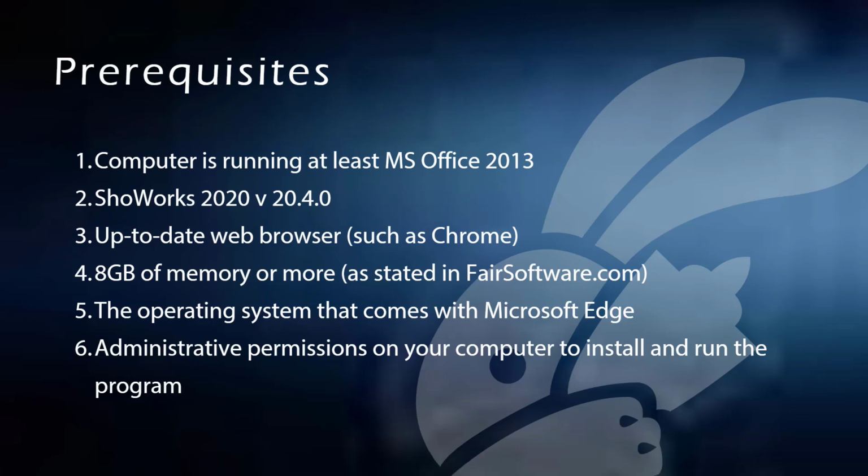Prerequisites for using ShoWorks Auction and ultimately ShoWorks Agent that I'll touch on a little bit in this module is you need to make sure your computer is running at least Microsoft Office 2013, ShoWorks 2020 version 20.4.0. You can tell if you've got that if you have the Provision Auction button on the Cloud tab. You'll want to make sure you have an up-to-date web browser. We do recommend Chrome, 8 gigabytes of memory or more, and the operating system that comes with Microsoft Edge.